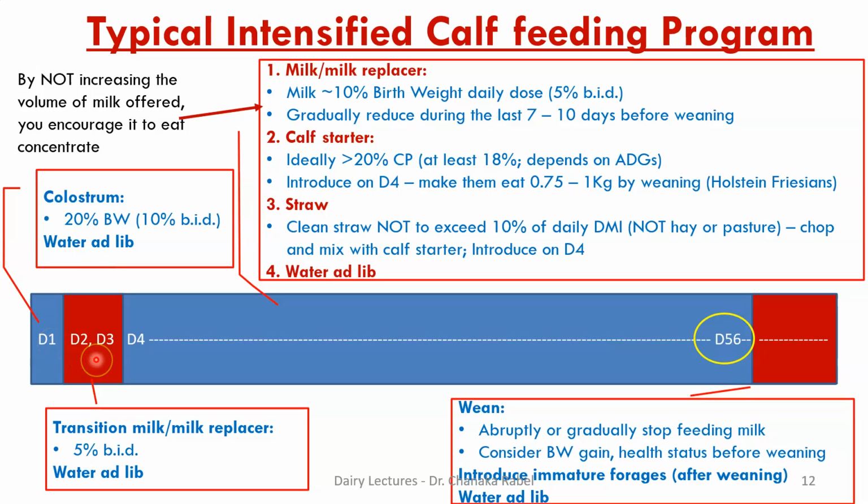On day 2 and 3, in the natural scenario, we call this transition milk. If you can recall that slide I did on the composition of milk from first milking, which is colostrum, second milking, third milking, and so on. Remember, second and third milking have not turned into mature milk yet. So their composition is something in between that of colostrum and that of milk. So that's why we call it transition milk.